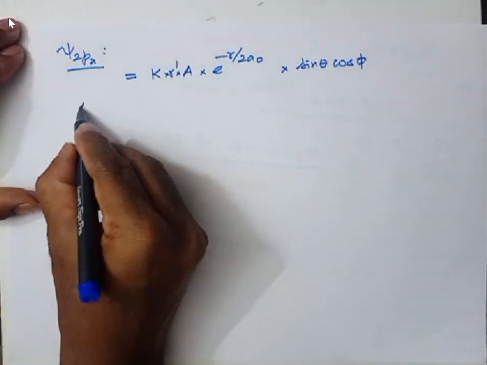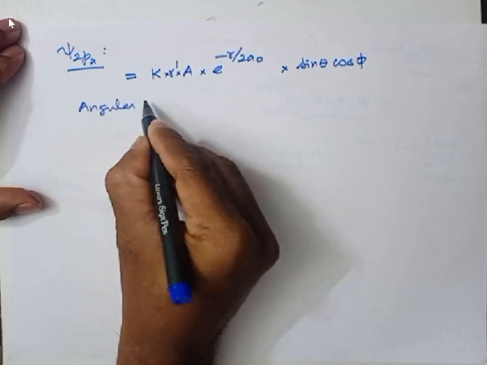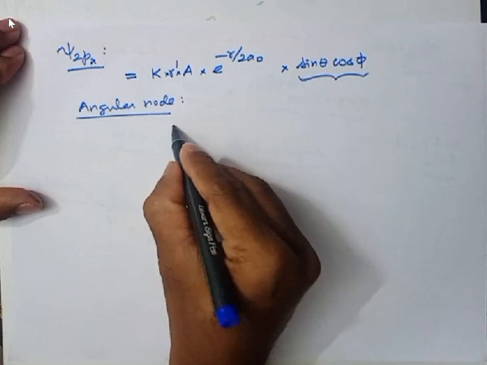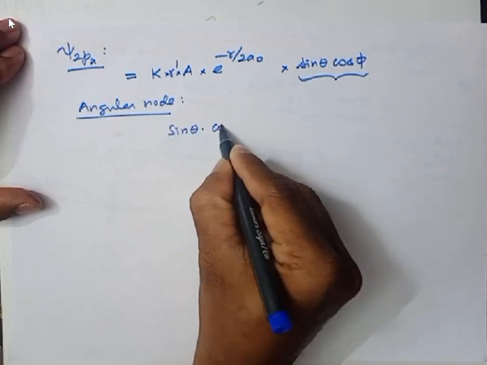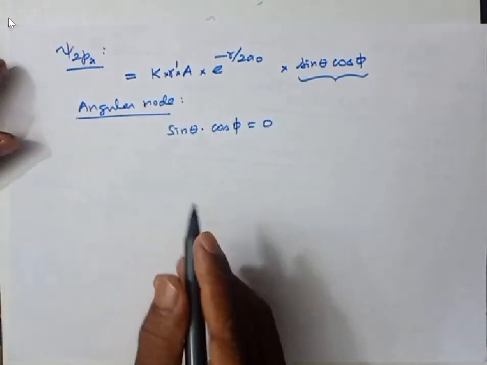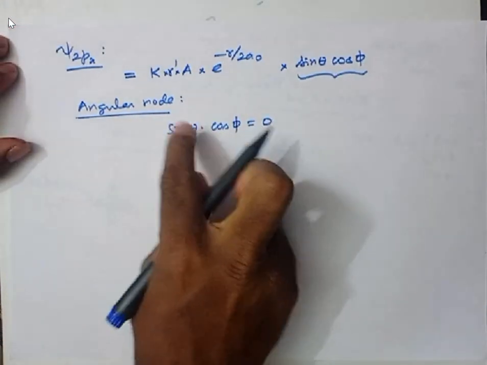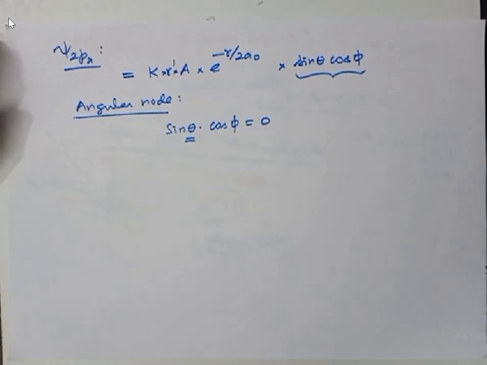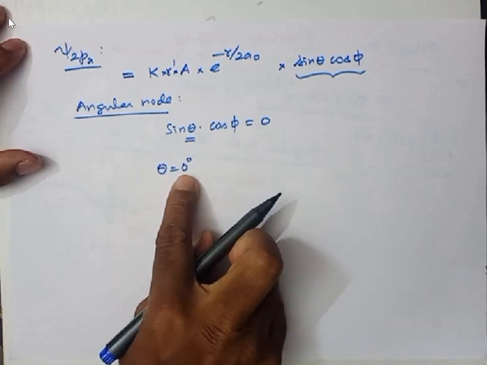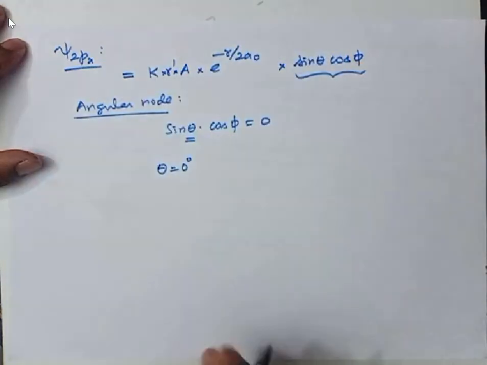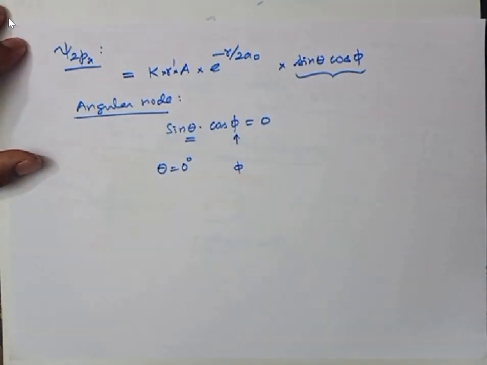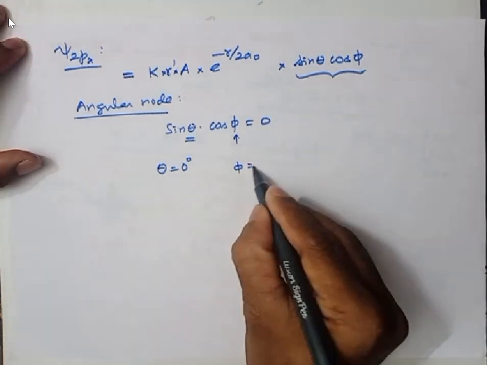To find the angular node, what should we do? We should keep this angular part as 0. Sin theta into cos phi equals 0. Can anyone tell me at what theta value sin theta becomes 0? If theta is 0 degree, sin 0 is 0. Yes, you're right. And at what phi angle is cos phi 0? Pi by 2.